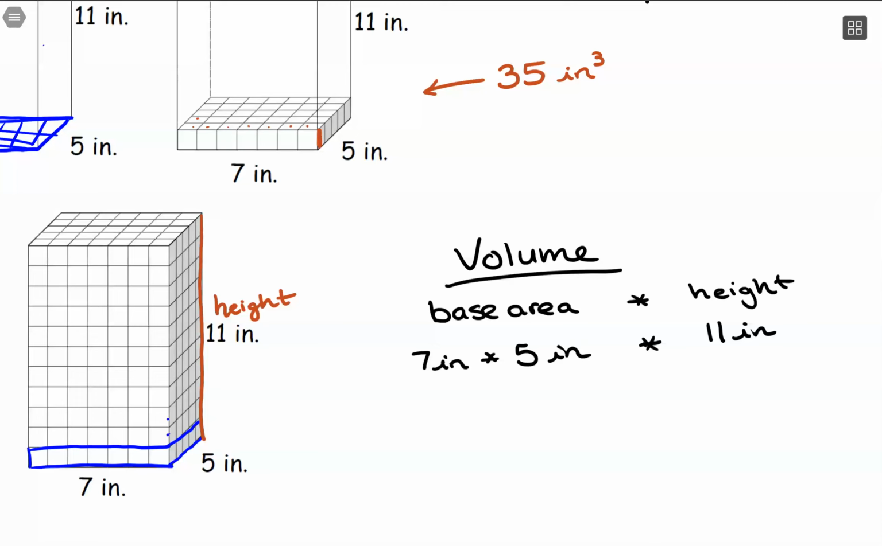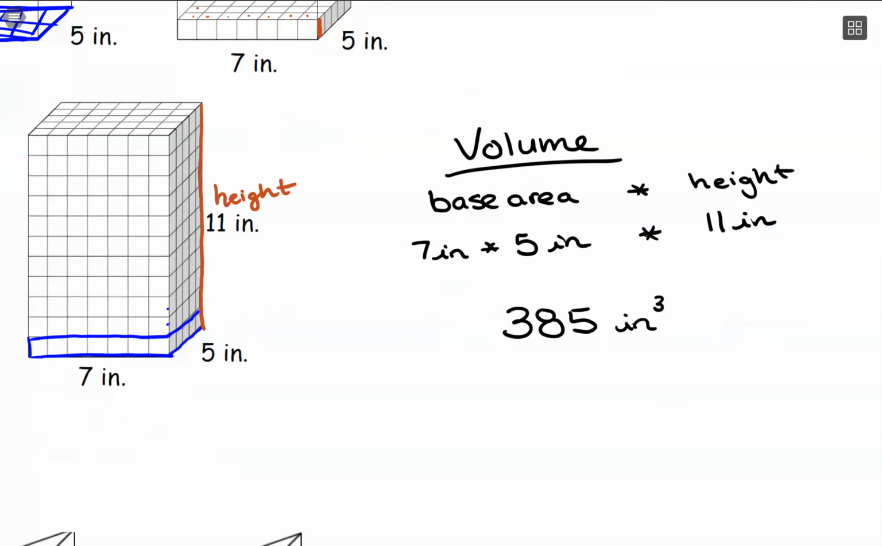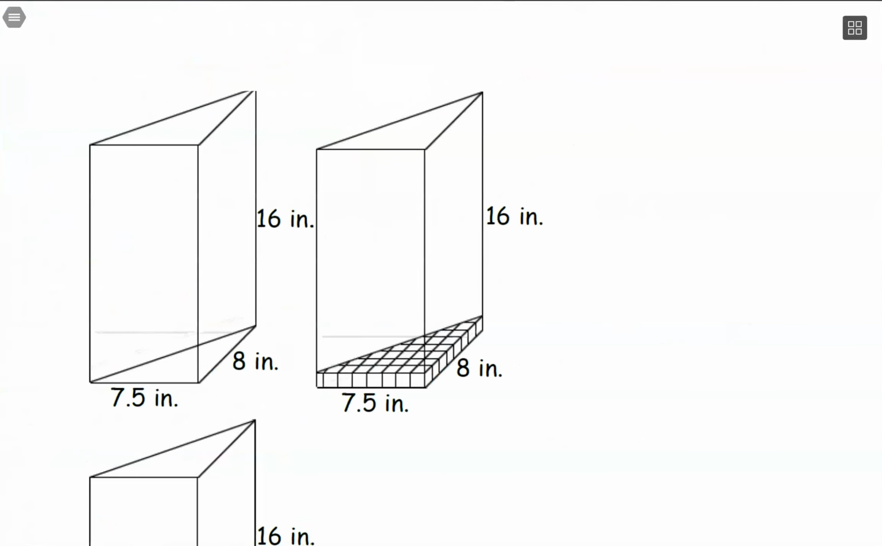So numerically, 7 times 5 times 11, which should give us 385. And then in terms of units, we have inches times inches, which is inches squared, but then we're multiplying by inches again. So that's where we get inches cubed. So that's how we can think about volume for a prism. We want to think about this base shape, take the area of that, and then we'll multiply by the height of the prism. So let's try that out with this scenario.